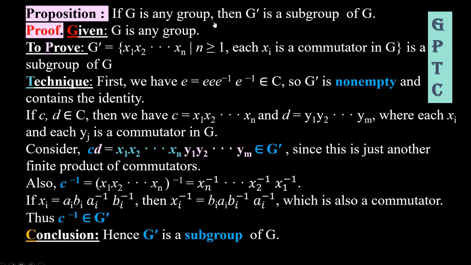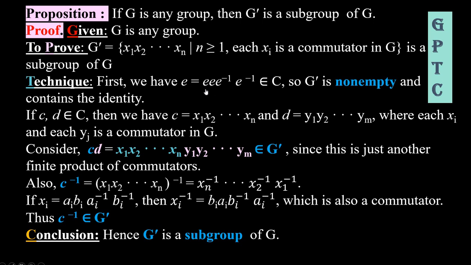So if G is any group, then G prime is a subgroup of G. So what is given? G is a given group, any group. Now we have to prove that G prime, that is described in this way already, is a subgroup of G. Now what is the technique involved? First we notice that this is non-empty.